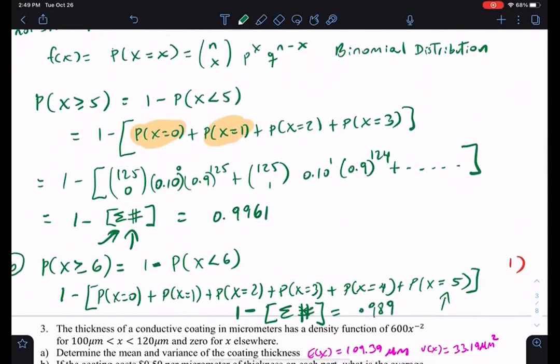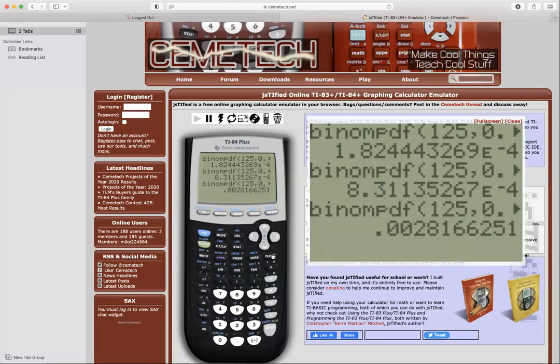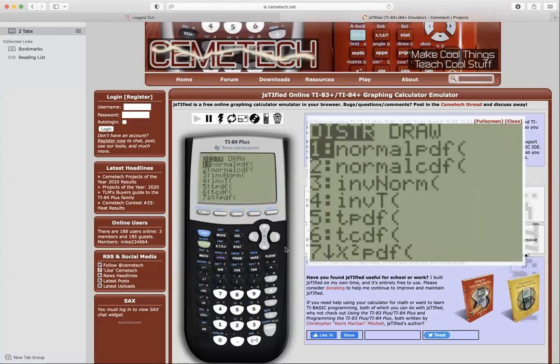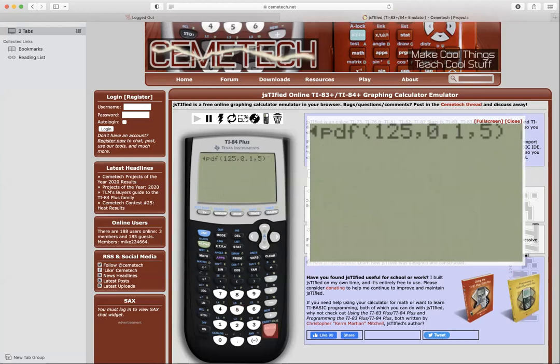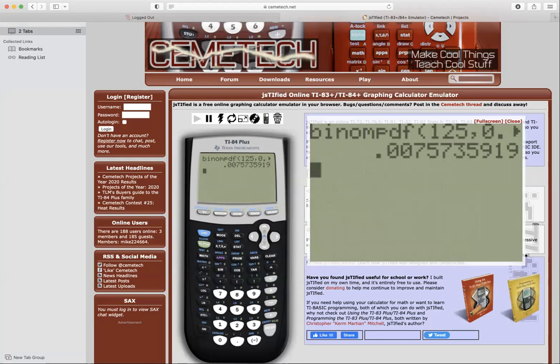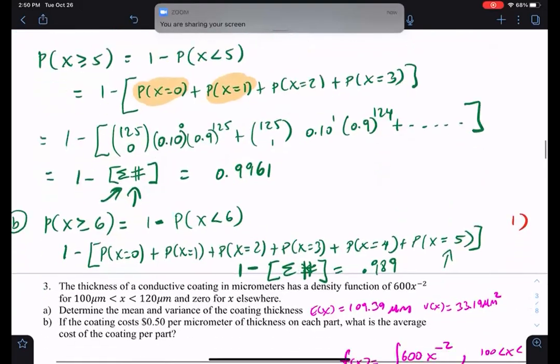Again, if you forgot how to do the probability, you do it like this. You clear this up and press second, vars, binomial PDF. You already have that. If you want to find the probability when x equals 5, you put 5, press enter, and you add it to the other probabilities, and then you subtract that from 1. That's what you have to do. Okay, so let's go back to the slide. That's how you do that problem.